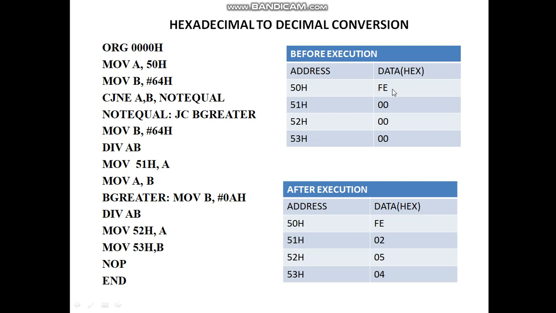The hexadecimal number is given in 50H location. When you divide it by 100, you get the quotient as 2. The remainder, that is 36, is divided by 10. You get the quotient as 5 and the remainder as 4. So the decimal equivalent of this hexadecimal number is 254. You are getting it in unpacked form.